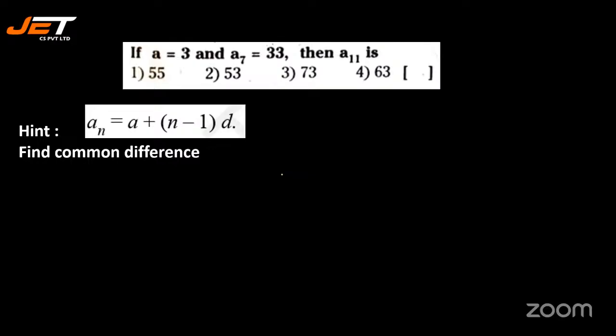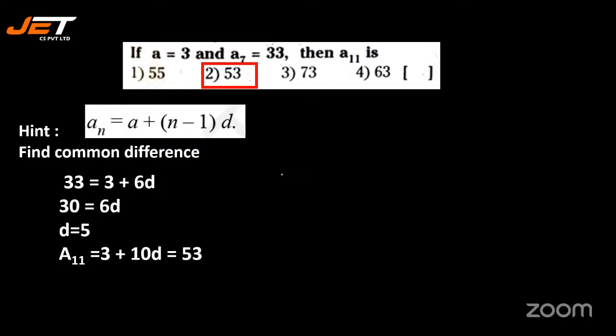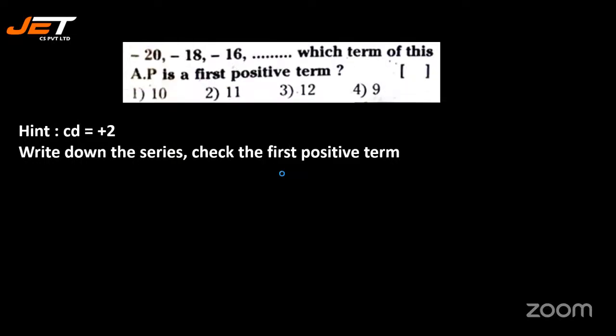If a is 3, a7 is 33, a11 is what? Right. So you can just find the common difference. An is a plus (n minus 1) into d. Right. So 33 is equal to a plus (n minus 1) into d. Okay. So 6d. So 30 is equal to 6d. D is 5. So A11 will be a plus 10 into 5, which is 53. All right. See the next question.